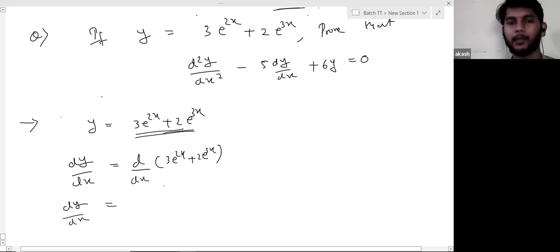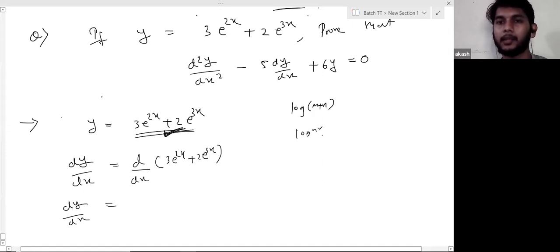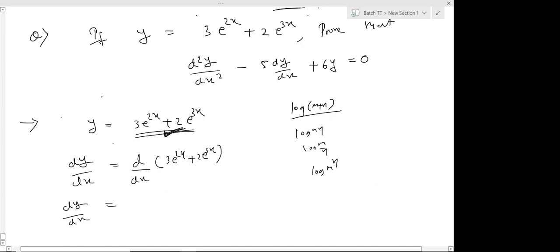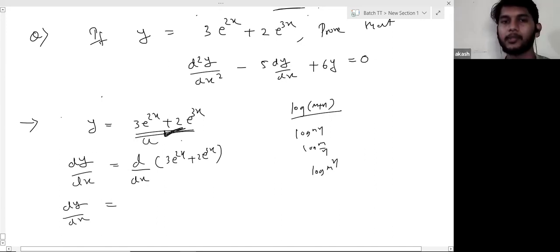See, I told you this when I was talking about logarithm differentiation, that if functions are added, then there is no point in taking log, right? Because there is no formula for log m plus n. We have formula for log mn, log m by n, log m to the power n, but we do not have a formula for log m plus n or m minus n, right? So if you still want to take log, what is the trick? Assume this is u, this is v, find du by dx, dv by dx, and then you can solve.